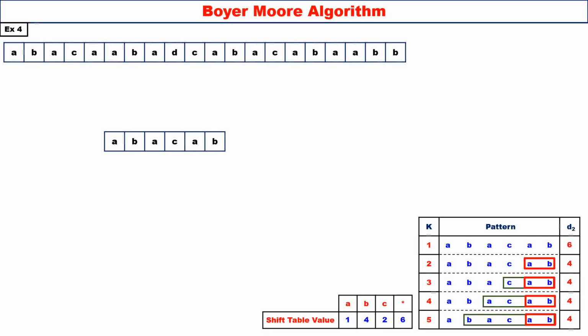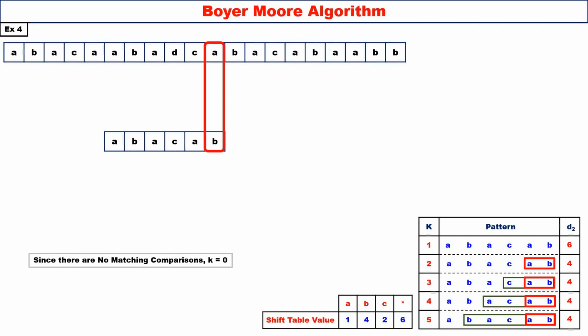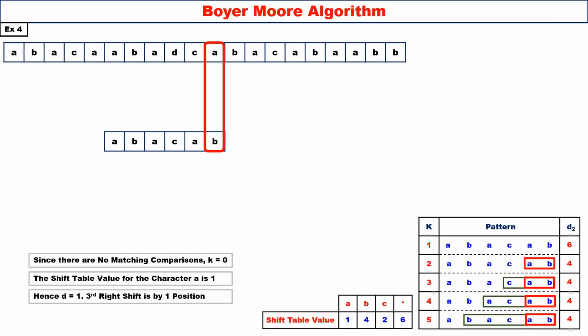Now again, let us do the matching. From the right, B and A, no match. So what is the K value? 0. And what is the shift table value for the mismatched character in the main string A? That is 1. So we should shift by 1. Third shift, right shift is by 1 position. Yes, 1.